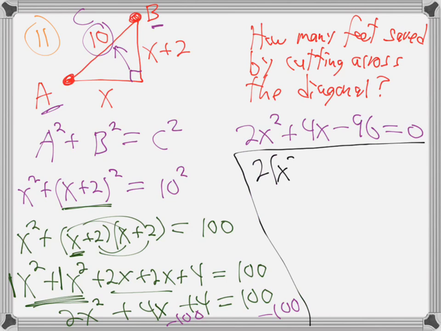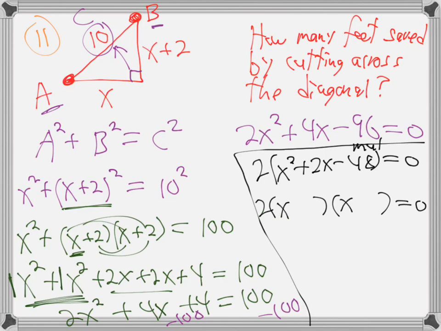So here would be the quickest thing. See how there's a 2 in all of them? You would take out a 2, and then you would say, okay, what multiplies to be 48? What times what's 48?